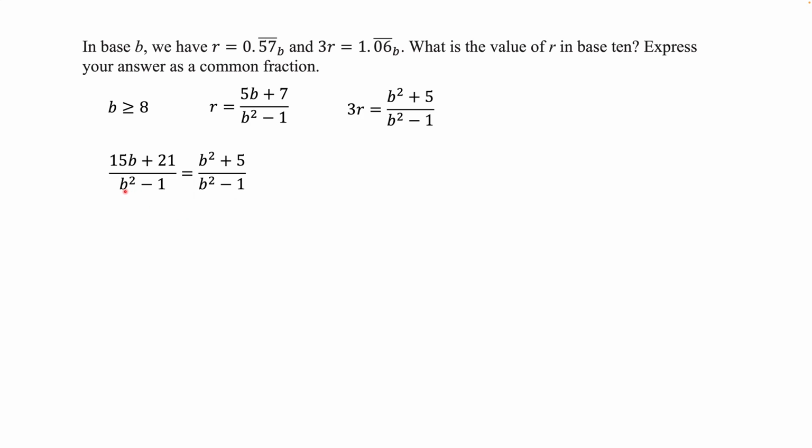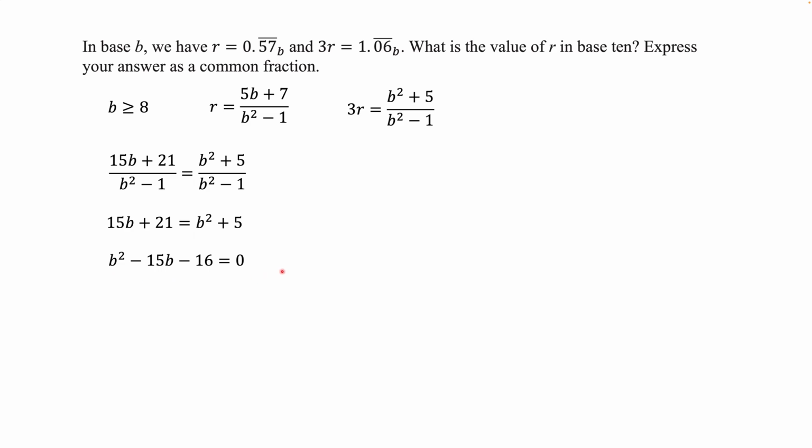Now notice on both sides, we have b squared minus 1 in the denominator. We know that b cannot be 1. It has to be greater than or equal to 8. The denominator is never 0. So, well, what we do, we multiply by b squared minus 1. Okay? In this case, the denominator goes away. We rearrange the terms, and we get a quadratic equation. So, we need to solve this equation.